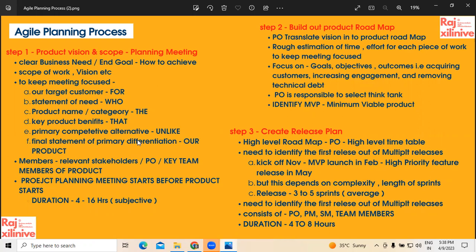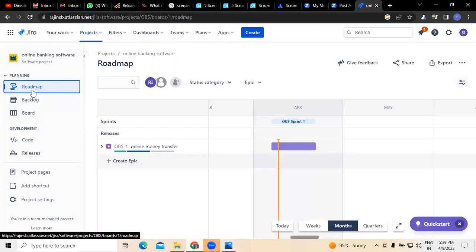So visibility is required. You need to visualize the product using Jira, because we especially use Jira for agile project management and bug tracking. Visualization of the project is essentially required, which is normally done by the PO, the product owner. So the product owner translates that vision into a product roadmap. This is what generally happens using Jira. This is the first step we do. Creation of the product roadmap is what we do first.